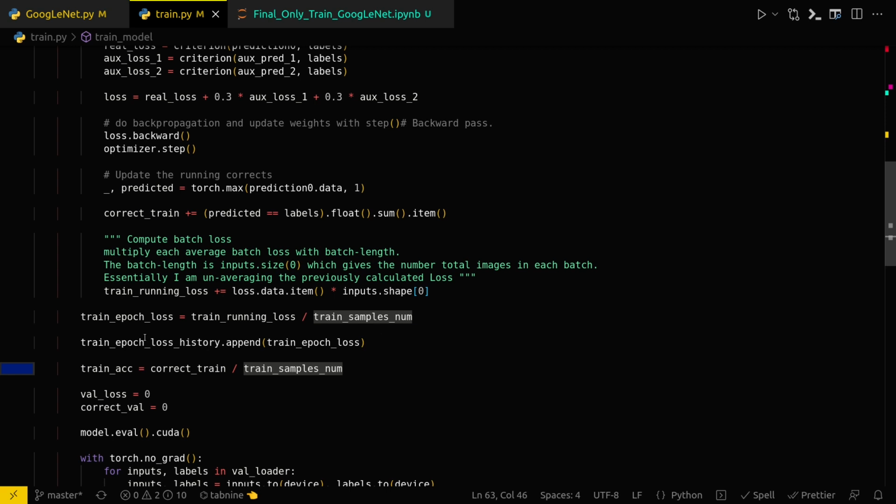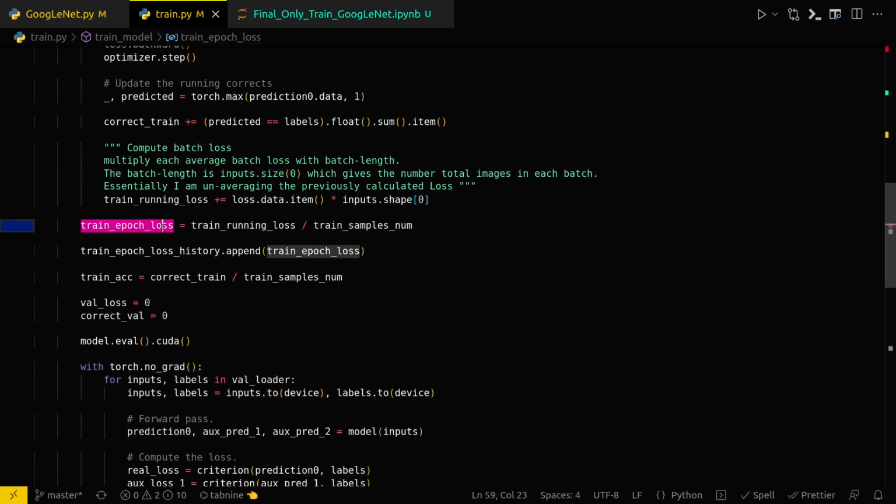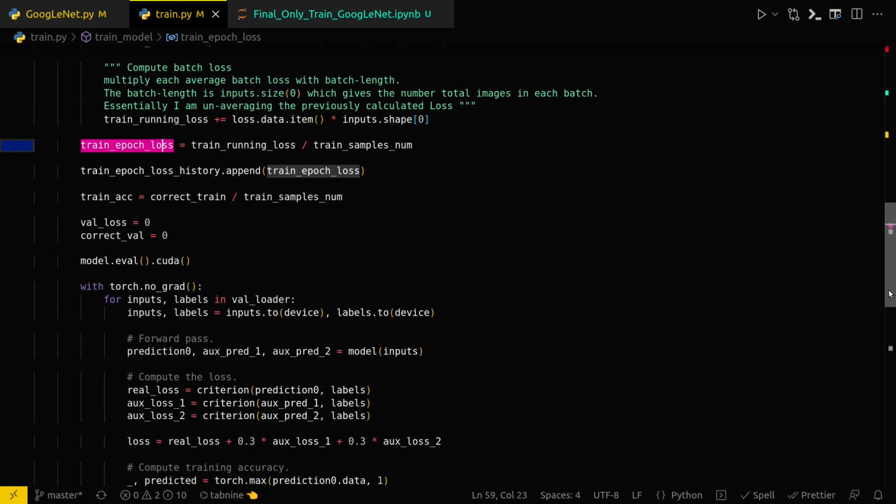And also, in this line before this, and very importantly, to this history train epoch loss history variable, I have to keep appending the train epoch losses, because that's very important for plotting at the end of the entire training. All right, so that was my training part, and I also want to calculate the loss and accuracy for my validation set.